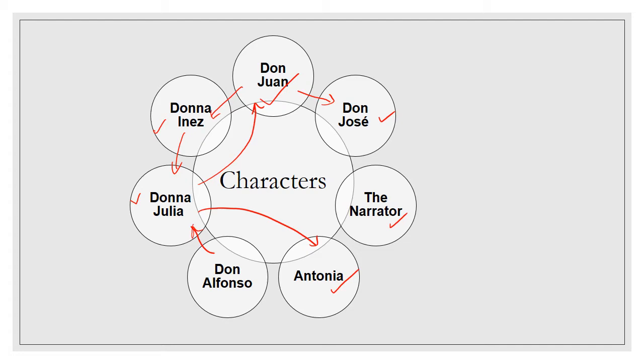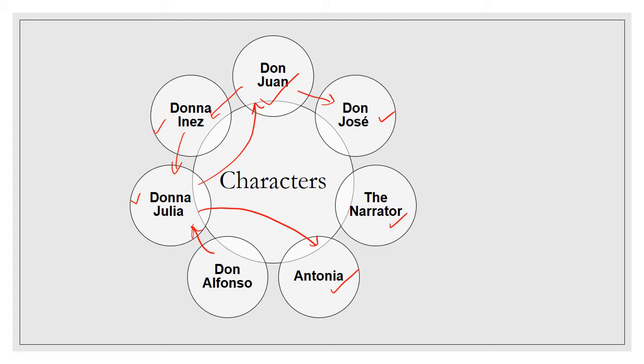But the reason why she is very important in this epic, in this canto, is that she developed a relationship with Don Juan, and Don Juan had a kind of relationship with Dona Zulia. This is why this character is a vital one. Now let us go to other characters. We see this name, Antonia. Antonia is the maid servant of Dona Zulia. And another character we see is the narrator.